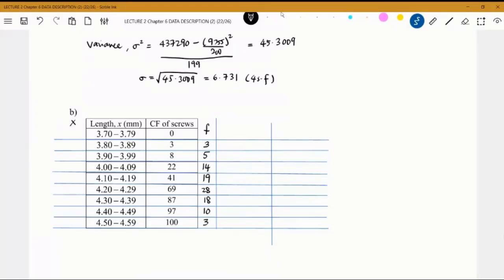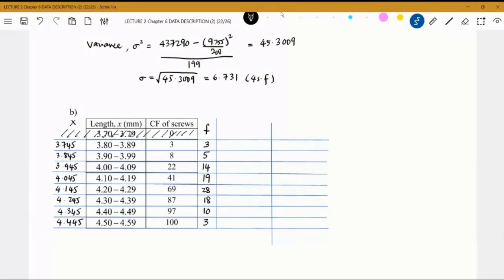Okay, so as you can see, we don't have any frequency for the first class. So directly you can cancel out the first class here. So we terus potong. So it will start with the interval 3.8 to 3.89. Okay, for the midpoint, the first one which is 3.745. Here will be 3.845. And then we can see the pattern there. So we just add up 0.1. And then lastly will be 4.445.